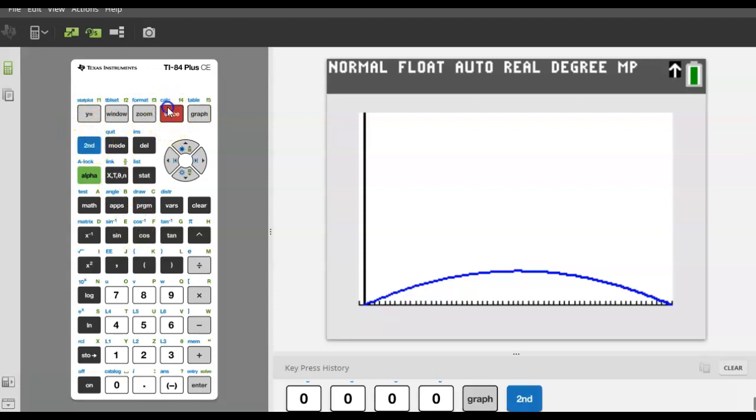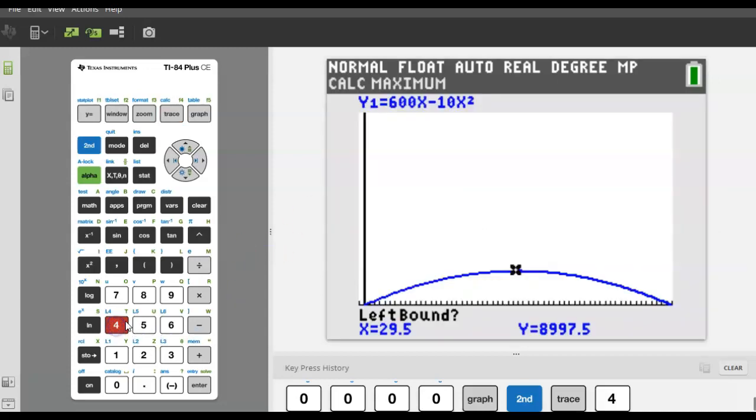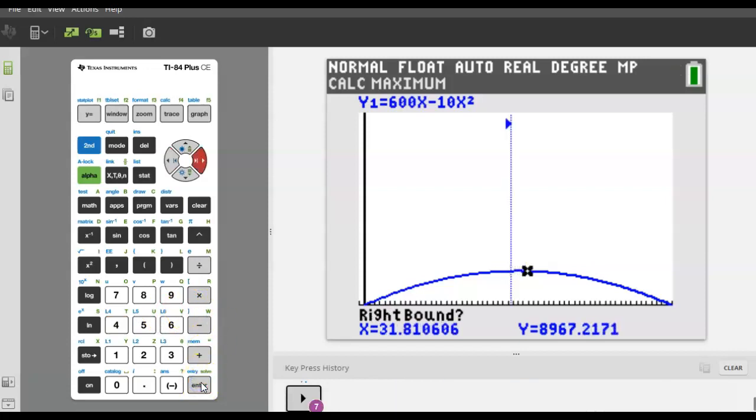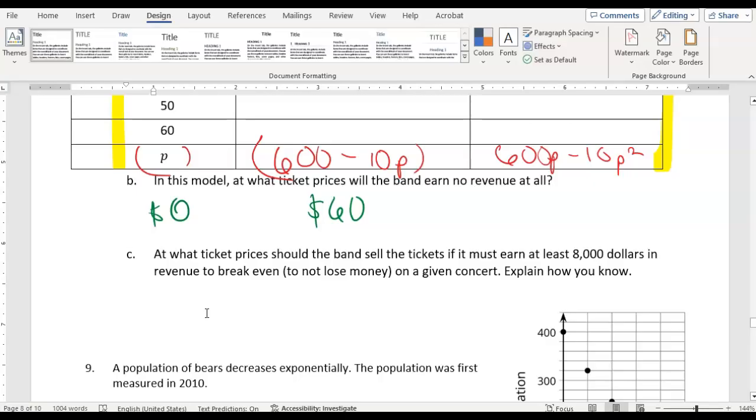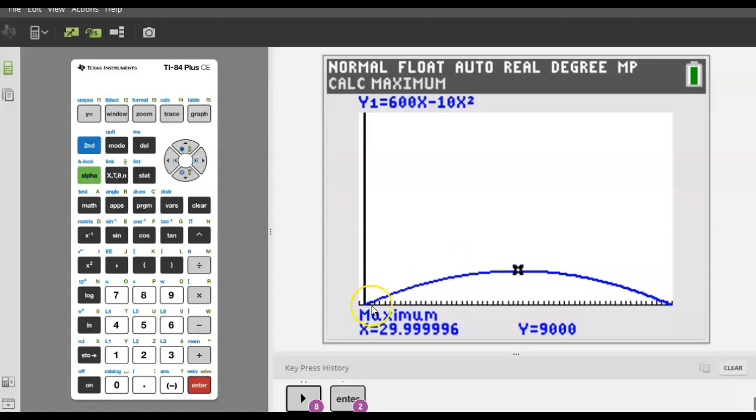So now we're gonna do second calc, and I want to get my maximum, which is 4. And this would tell me what my best rate would be, right? So I'm gonna estimate it to be about $9,000. And it says in the question, they need to make at least $8,000. So let's take a look here.